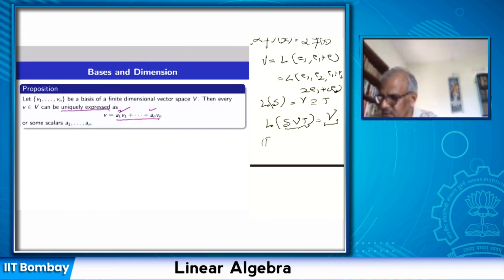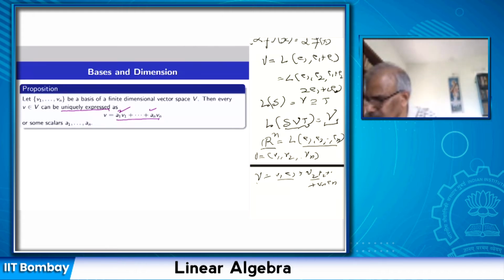So look at this situation: Rn. Rn is the linear span of e1, ..., en, the standard basic column vectors, and for every vector v, suppose v is the vector (v1, v2, ..., vn) with components vi, then v is equal to v1 e1 plus v2 e2 plus ... plus vn en, and these vi's are obviously uniquely determined. So every vector in Rn is a unique linear combination of e1, e2, ..., en.